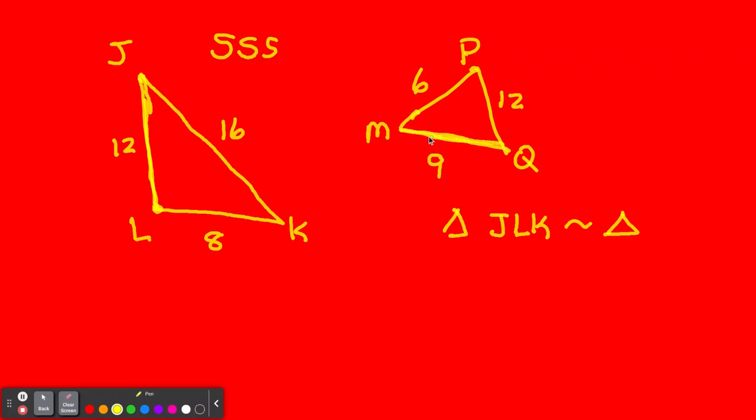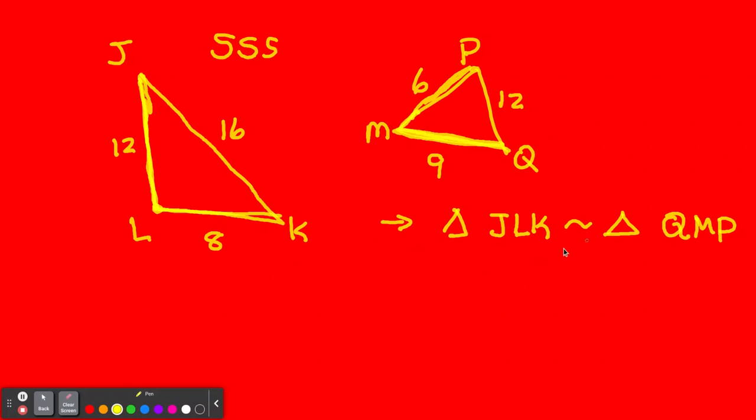So am I using MQ or QM? Which one do you think I should use? Here I went from J to L to the lower side, LK. So I should do the same on this triangle. I should go from QM to MP. See if you can follow that. So this should be QMP. That's an important question here. So how do we know they're even similar? And go back if you need to, if you don't understand that.